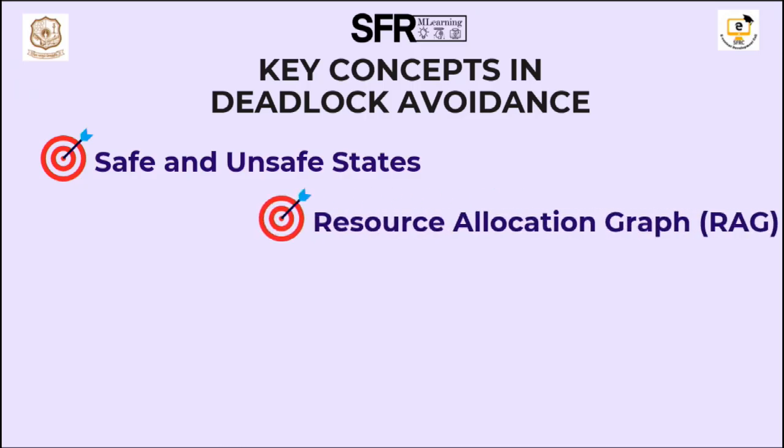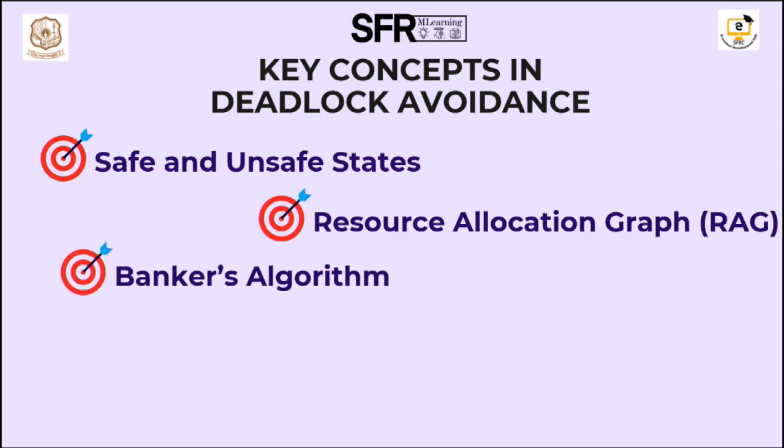Second one is resource allocation graph, RAG. This is a directed graph representing transactions and resources. By analyzing the graph for cycles, the system can avoid granting requests that would lead to unsafe or deadlocked states.